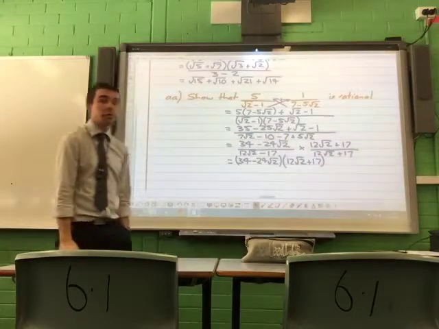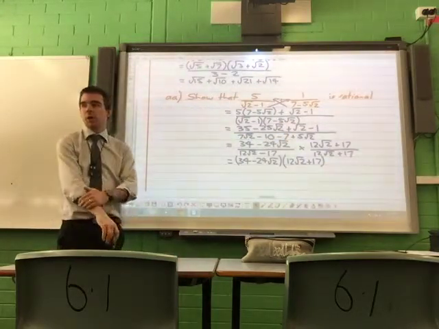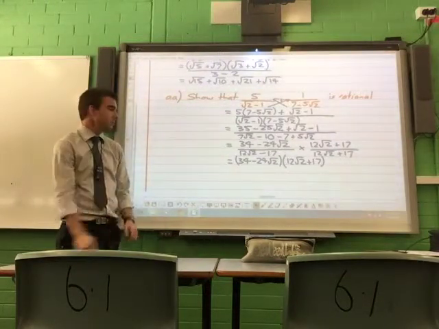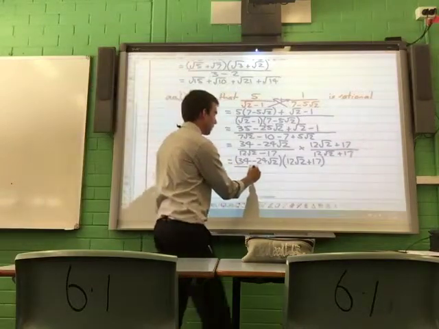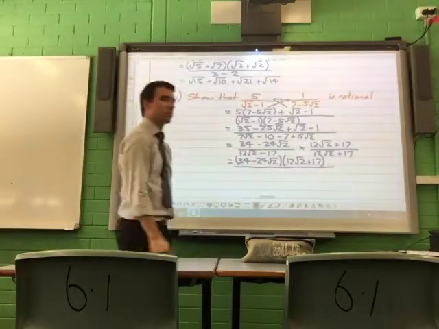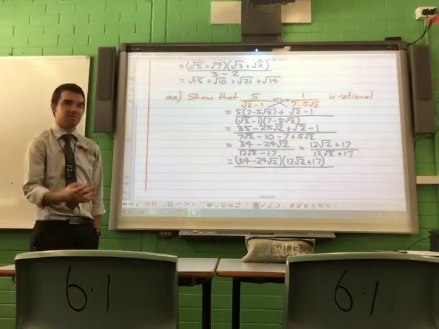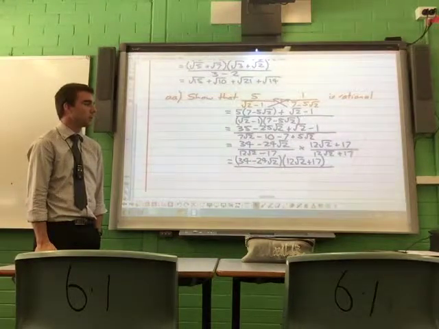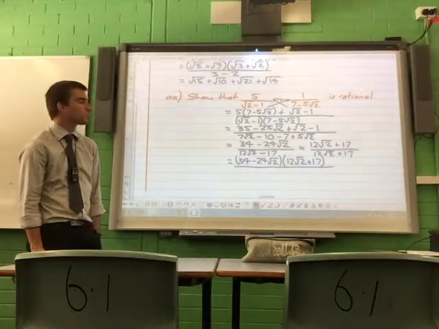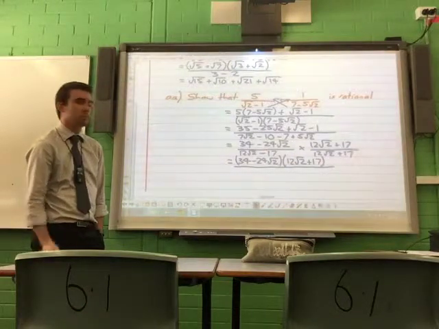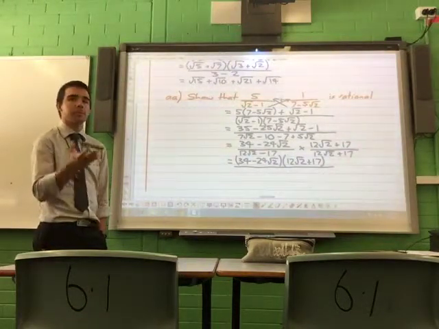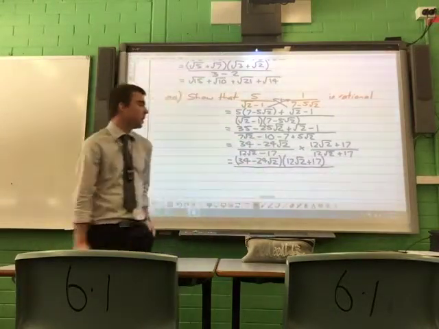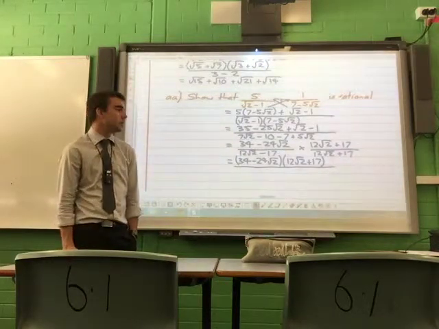So I'm setting up the numerators to do a multiplication of binomial terms. Yeah, it's easy, bro. And then I can multiply the denominators by the difference of two squares. So 12 root 2 times 12 root 2. So root 2 times root 2 is 2.